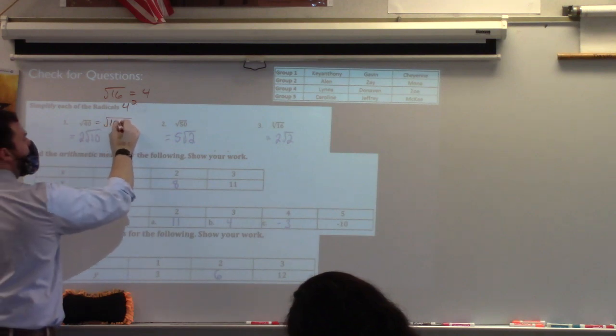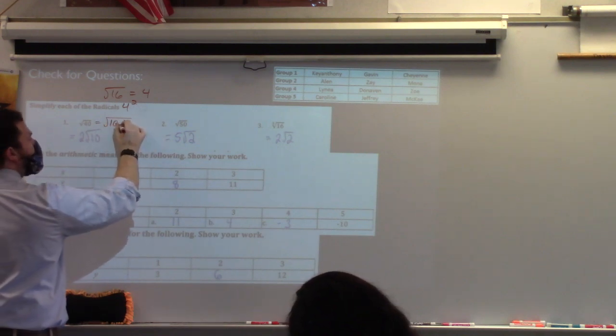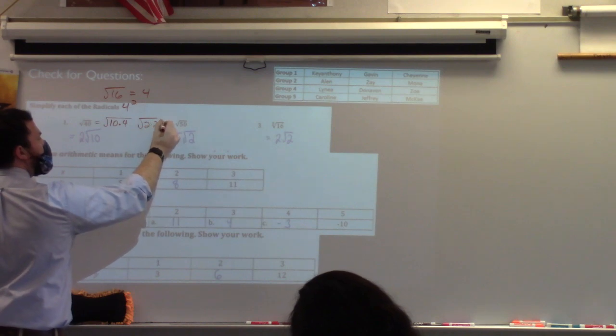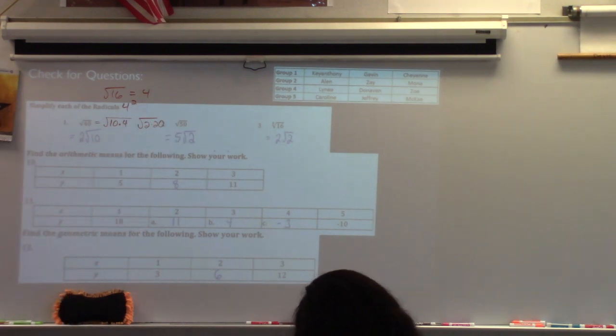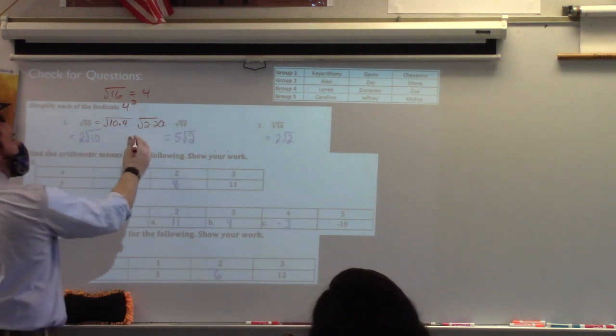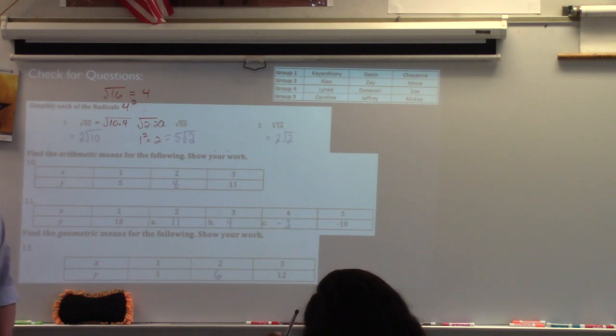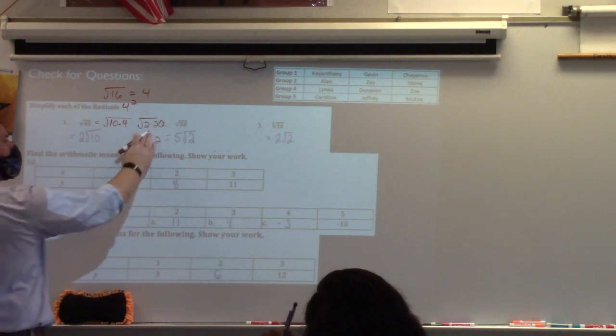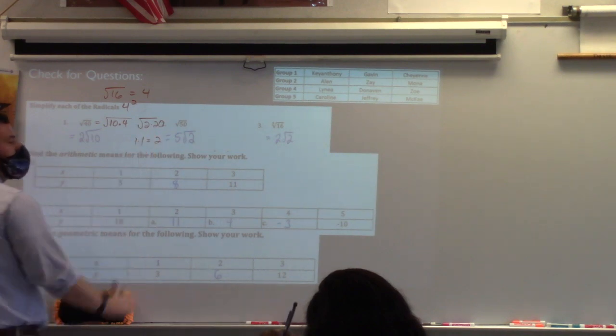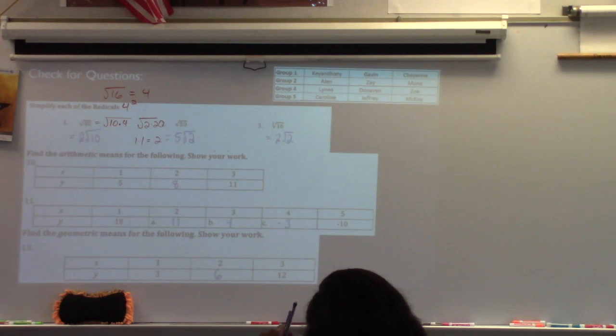2 times 20. Well, let's think about that. 2 times 20. Can I take the square root of 2? Do you know what the square root of 2 is? 1. No. Half of 2 is 1. But if you're saying that the square root of 2 is 1, that means that 1 squared is equal to 2. Is that true? Remember, the square root is the thing that is multiplied by itself to get a number. Is 1 times 1 equal to 2? Nope. So is the square root of 2 1? Nope.